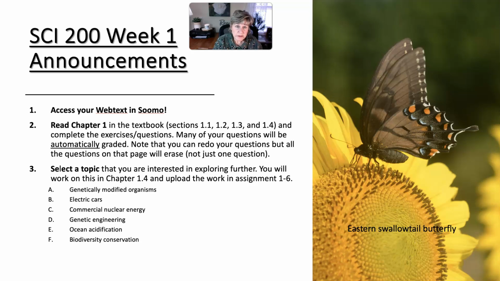Biodiversity conservation. So every ecosystem contains a number of different species, right? And all of these species interact with each other.